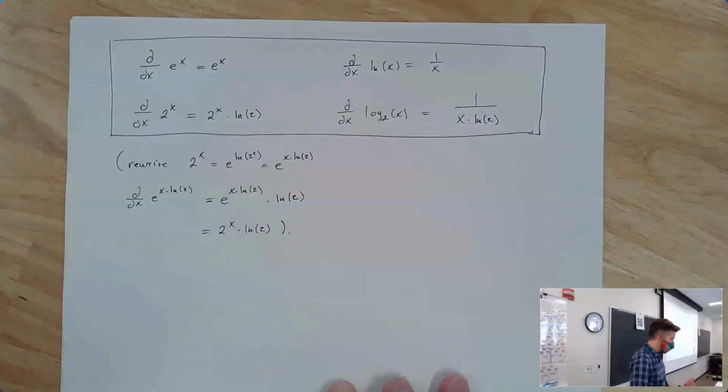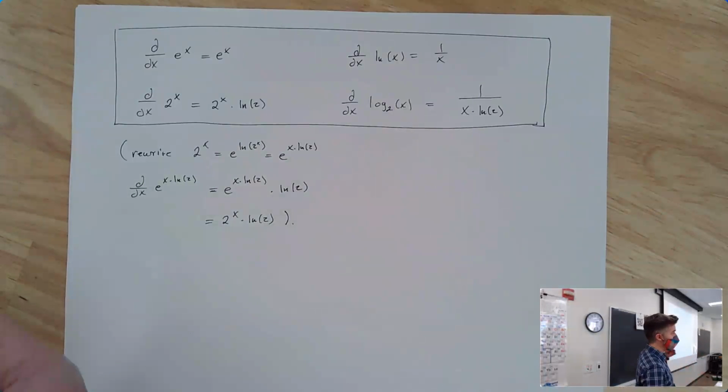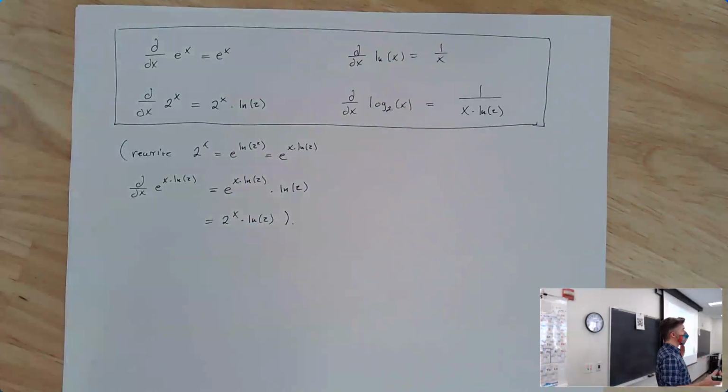So if my base is ever anything other than e, I know that for an exponential like 2 to the x, 3 to the x, 5 to the x, I'm always going to multiply by the natural log of the base. And for a logarithm with a different base, like log base 2 of x, or log base 3 of x, or log base 5 of x, I'm going to end up dividing by the natural log of the base. Always true.